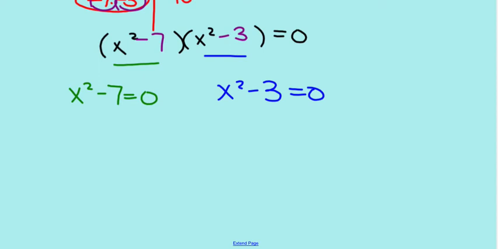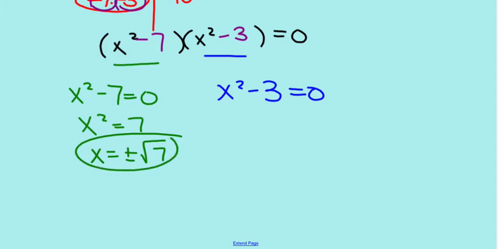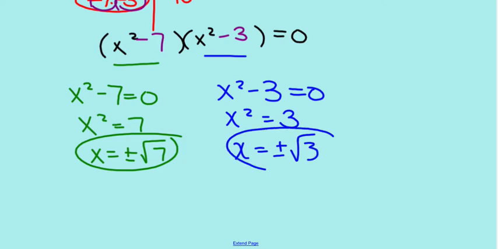So in the green, I'm going to add 7 to both sides. I'm going to square root both sides. So I get plus or minus the square root of 7. In the blue, I'm going to add 3 to both sides. And then I'm going to square root both sides. So there's my solutions.